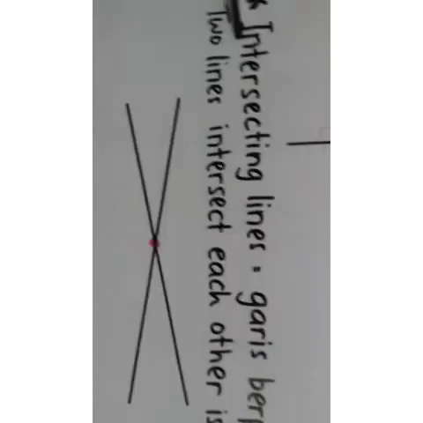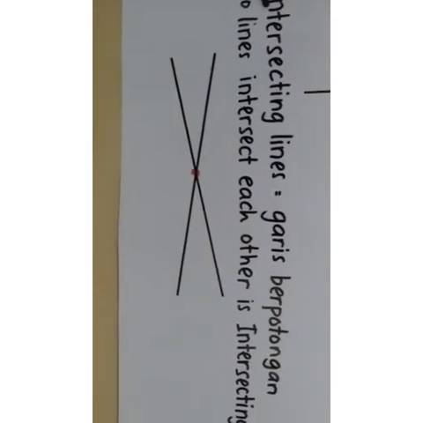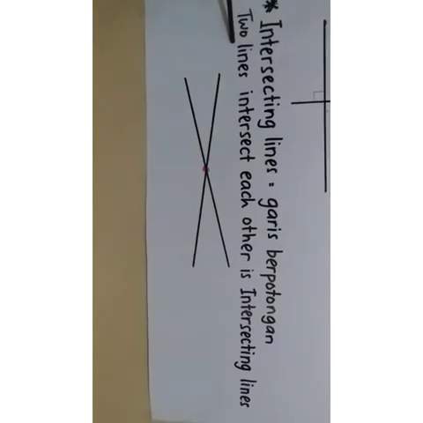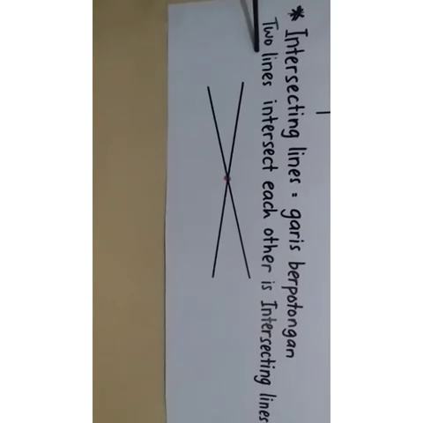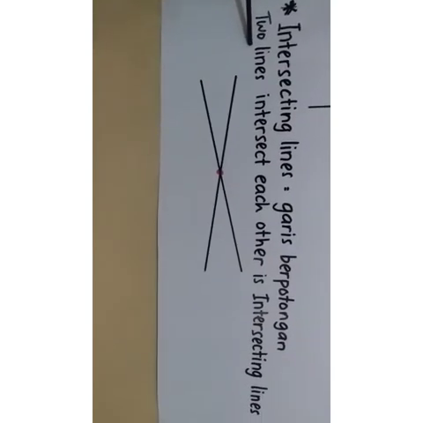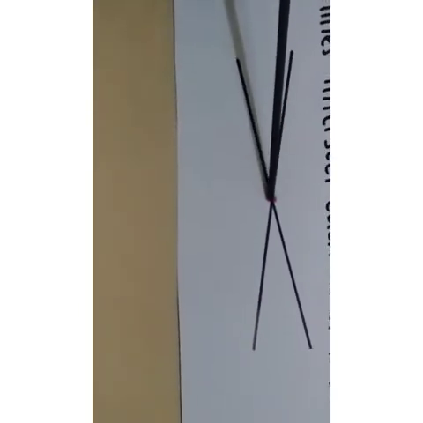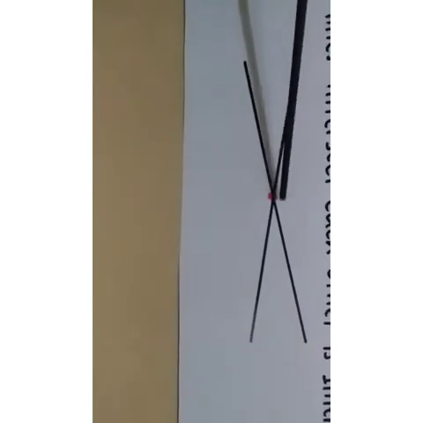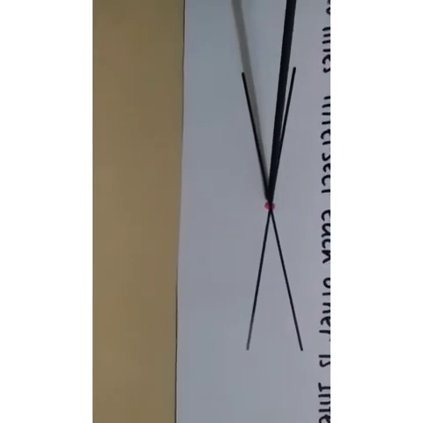How about intersecting lines? Intersecting lines means garis berpotongan. If two lines intersect each other, you call it intersecting lines. Look at this picture. These are two lines that intersect each other at this point. So you call it intersecting lines.